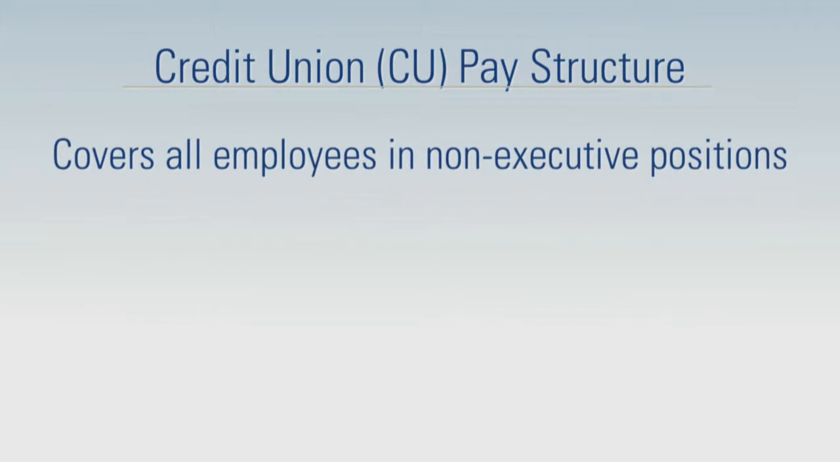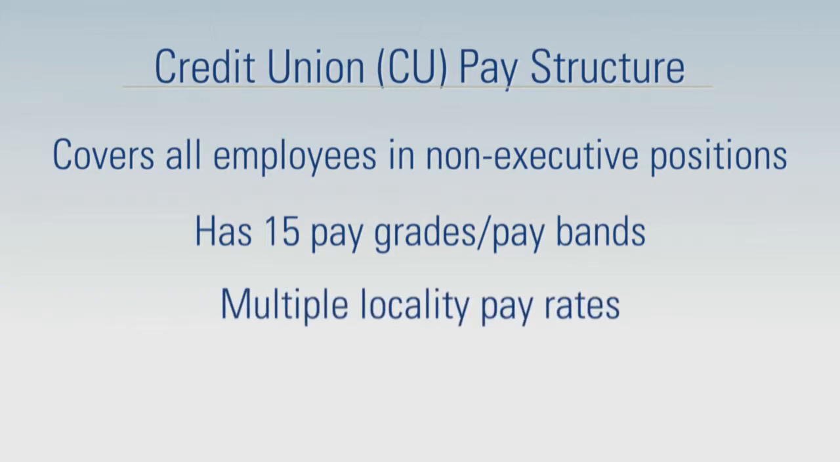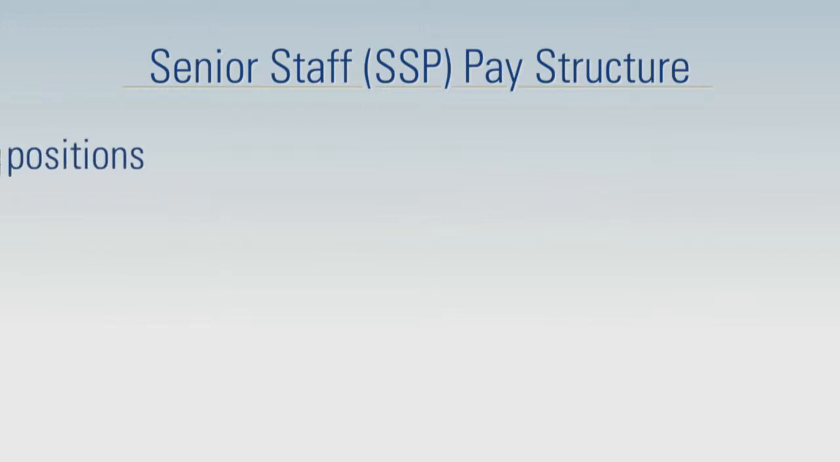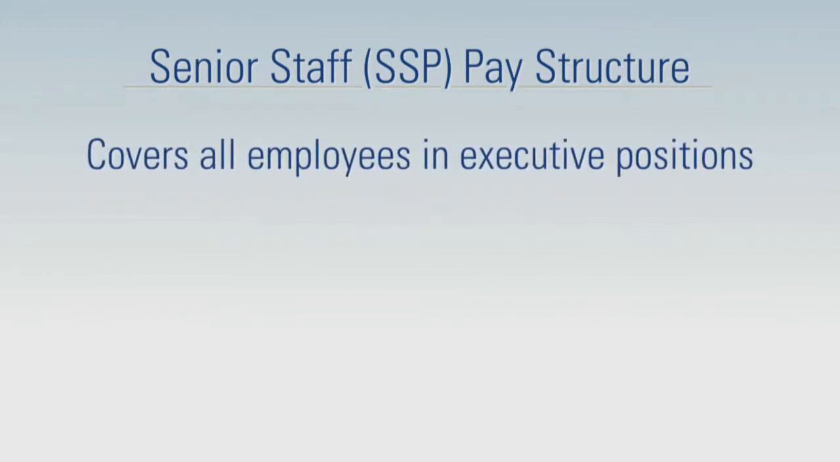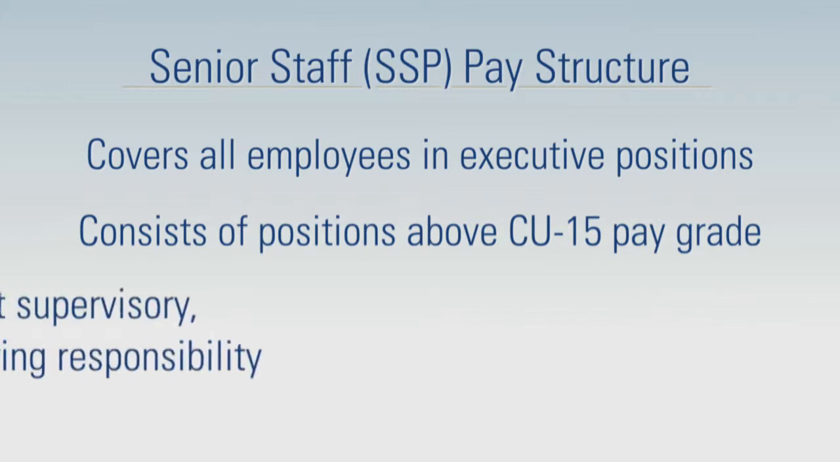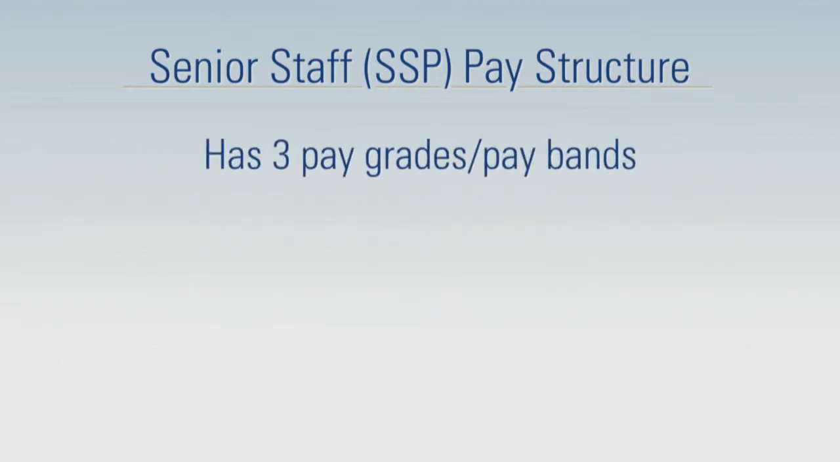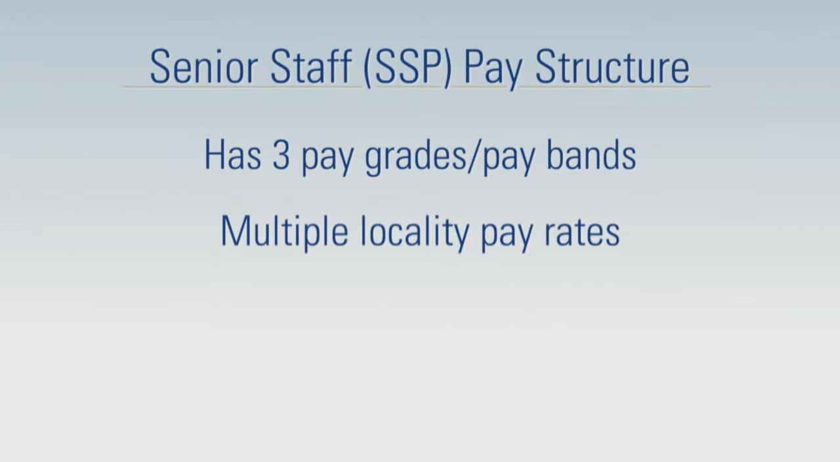The credit union pay structure covers all employees in non-executive positions, has 15 pay grades or pay bands, and multiple locality pay rates. The senior staff pay structure covers all employees in executive positions, consists of positions above the CU 15 pay grade, and has significant supervisory, management, and policy-making responsibility. It has 3 pay grades or pay bands and multiple locality pay rates.